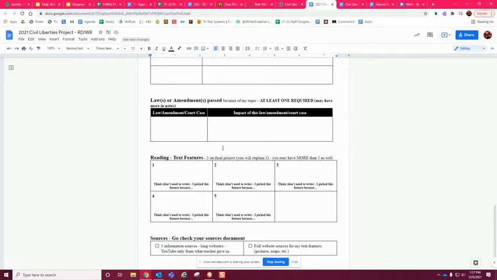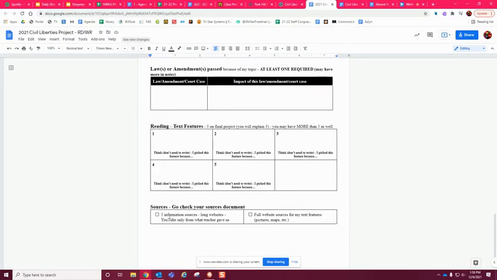Okay. The major thing though to keep remembering is that you are filling out your sources document that we created in the very beginning, because any information that you are gathering from any website, you want to make sure that you copy that and put it on your sources document, so that way you know where you're getting your information from.